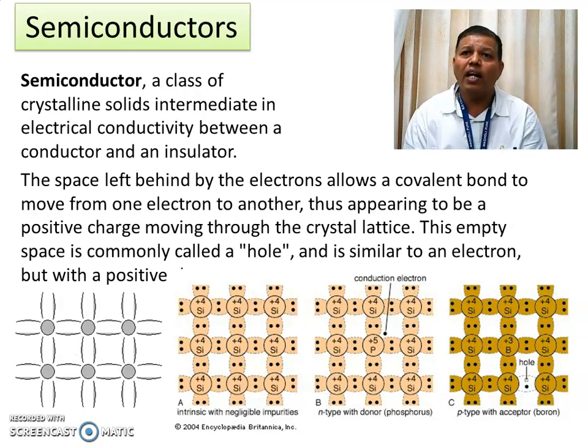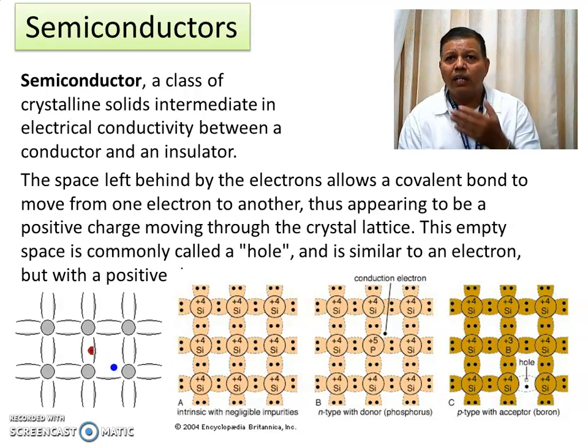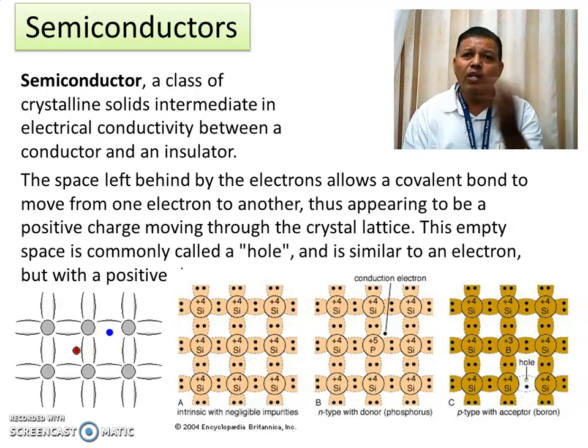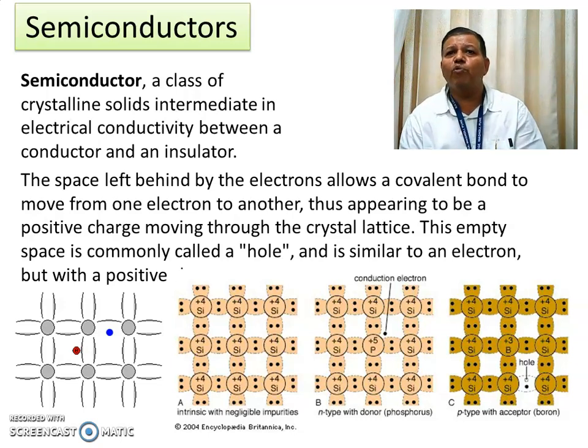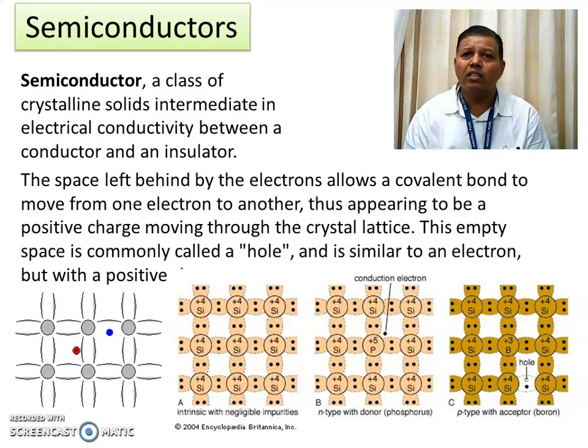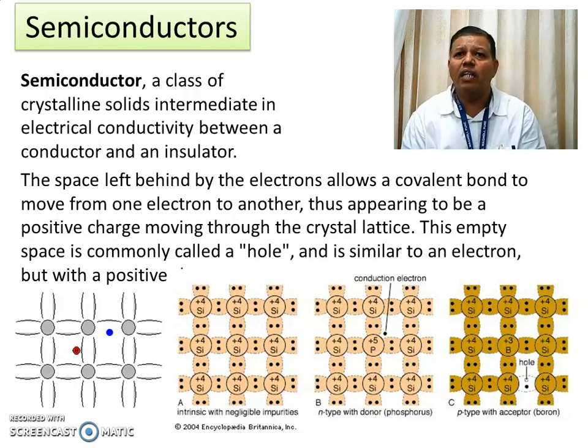One extra electron is there, and what happens? When sufficient phosphorus is added, the one electron is there, and this electron can jump from one place to another place. In such a type of conductor, we conduct the electricity. We say that it's an N type of conductor.